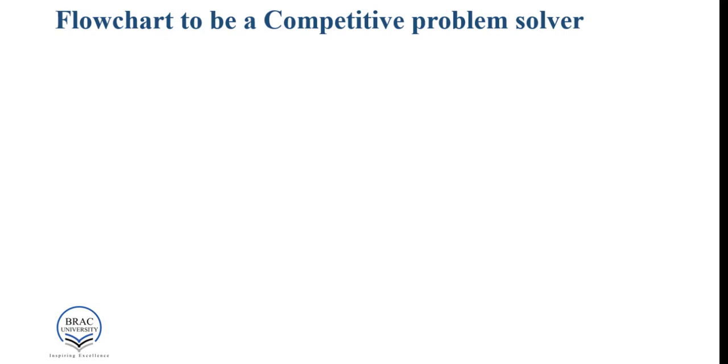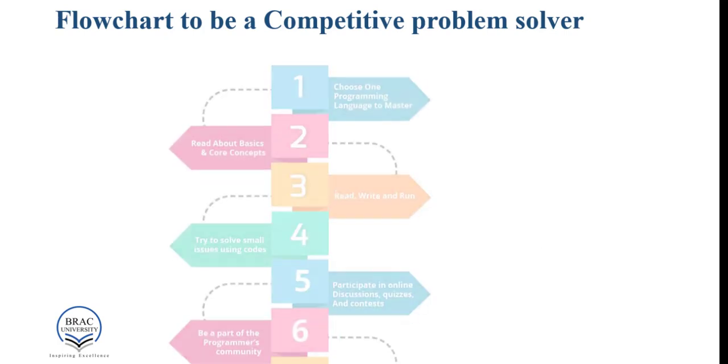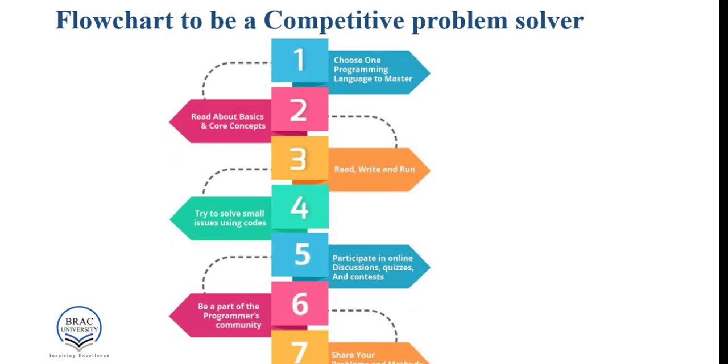So, the flowchart to be a competitive problem solver. I have already mentioned everything. The first step is to choose one programming language to master. Actually, we will show you the C++ language here to solve the problems, but that doesn't mean you can't use any other language. You can use anything, Java, Python, anything you are comfortable with, but I will teach you C++ to solve the problems. Read about basic and core concepts.